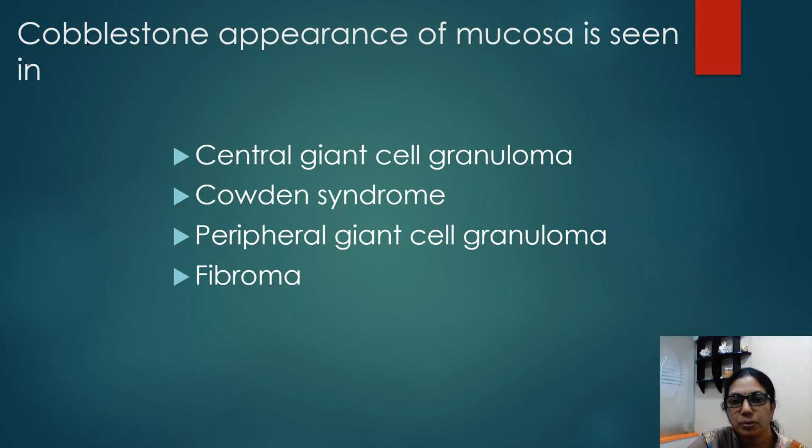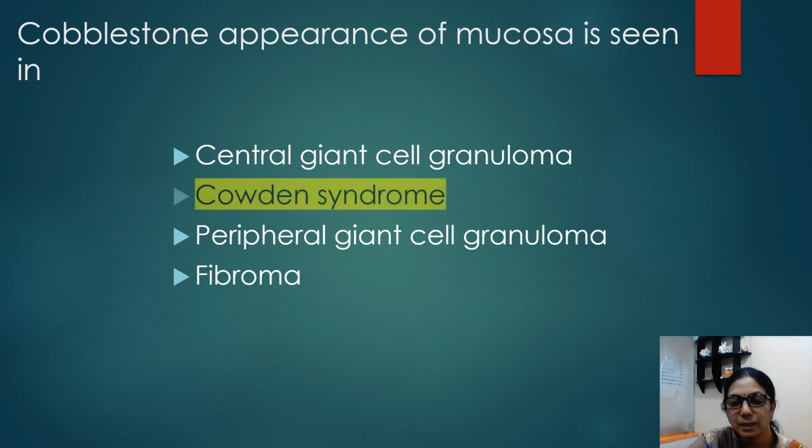Cobblestone appearance of the mucosa is seen in. This we have to remember. The typical appearance of the mucosa is seen in central giant cell granuloma, or Cowden syndrome, peripheral giant cell granuloma, or fibroma. So cobblestone appearance is typically seen in Cowden syndrome patients.